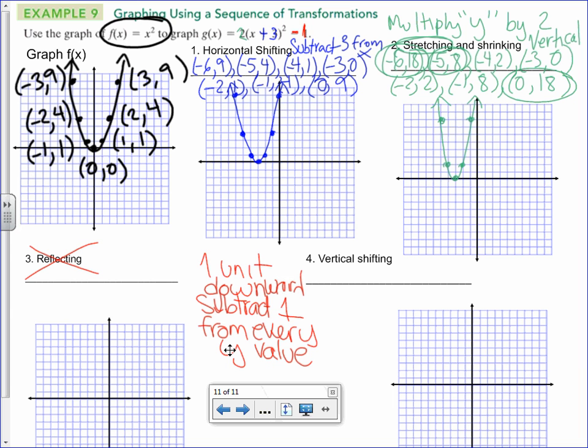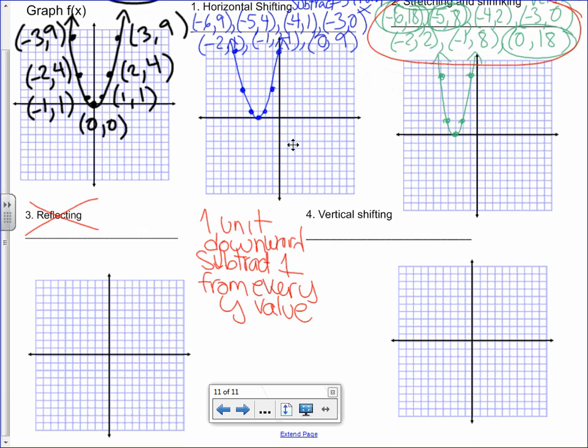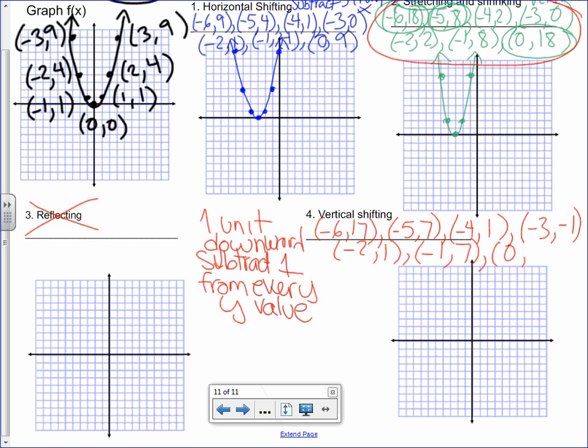And so I'm going to use our reference points that we have from here. And we will have the following points. Negative 6, 17. We know there's no room for that, but we can still write it out. Negative 5, 7. Negative 4, 1. Negative 3, negative 1. Negative 2, 1. Negative 1, 7. And finally 0, 17.